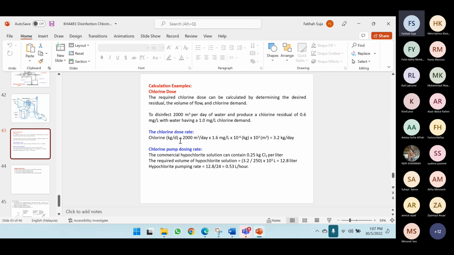So the chlorine dose rate is the flow multiplied by the 1.6 milligram per liter. The chlorine demand is 1. The chlorine residual that you need is 0.6. So the chlorine dose is 1.6 milligram per liter. So you make sure that the units are right and correct. So you will be able to get the chlorine dosing rate is 3.2 kilogram per day.